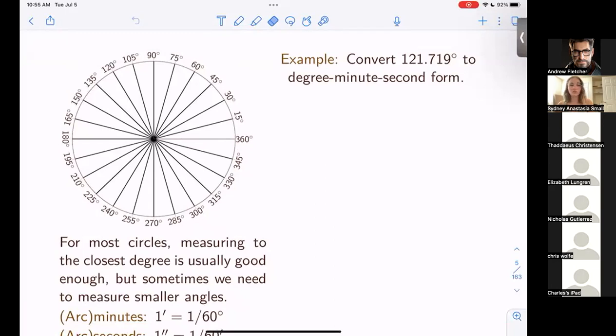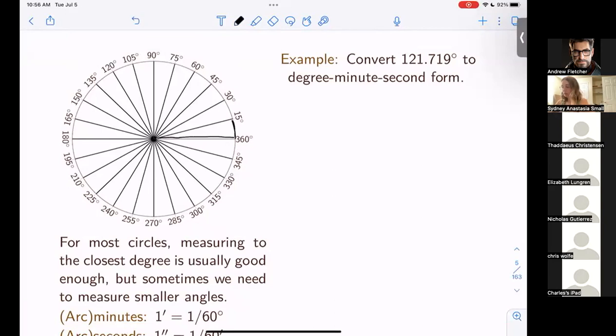We don't really care about getting too specific because a degree is really small. Like if this is 15 degrees right here, 1 degree is probably really small. We don't really care beyond the closest degree. However, sometimes in more specific mathematical calculations and instances, we do care, and decimals are kind of messy.